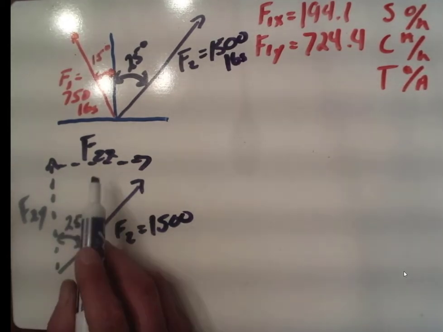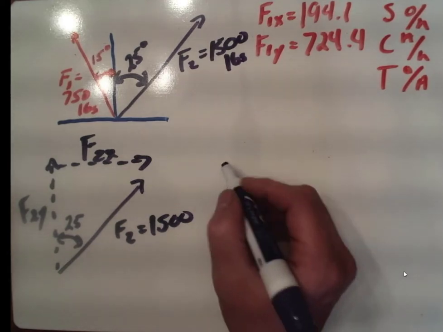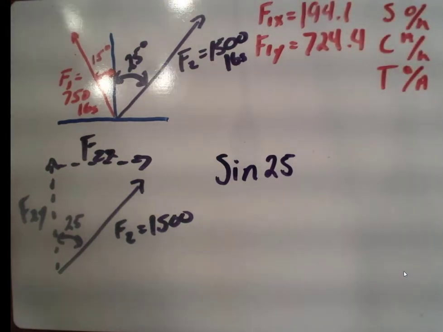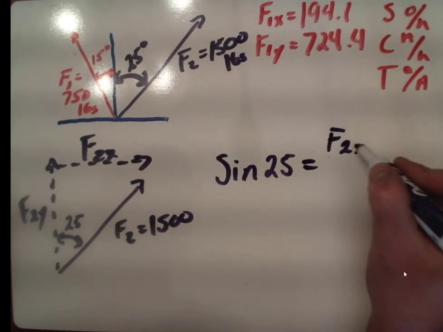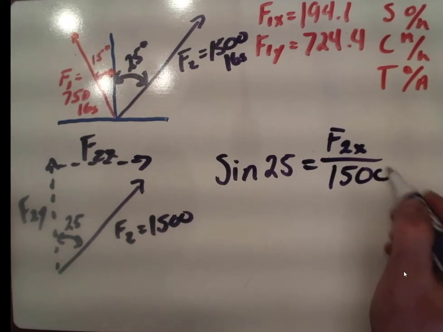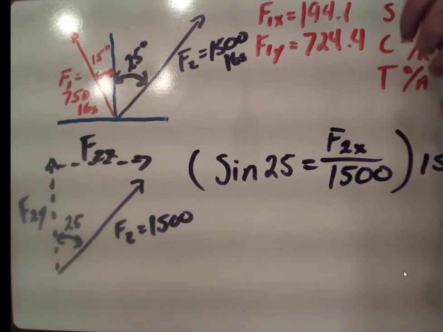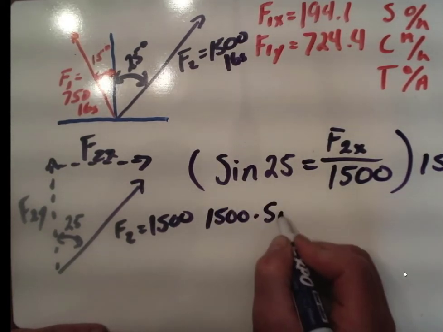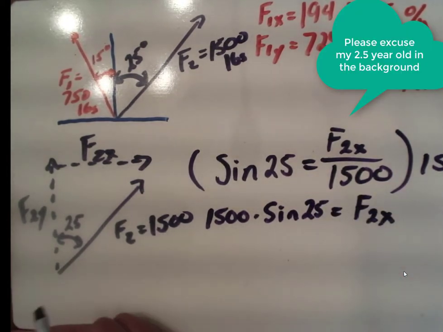25 degrees is my angle, force 2 sub x is my opposite, force 2 is my hypotenuse, opposite over hypotenuse is my sine. So sine 25 equals force 2 sub x divided by force 2, which we're just going to put in as 1,500 because we know it equals 1,500 pounds. Multiply the whole thing times 1,500, and we end up with 1,500 times the sine of 25 equals force 2 sub x.